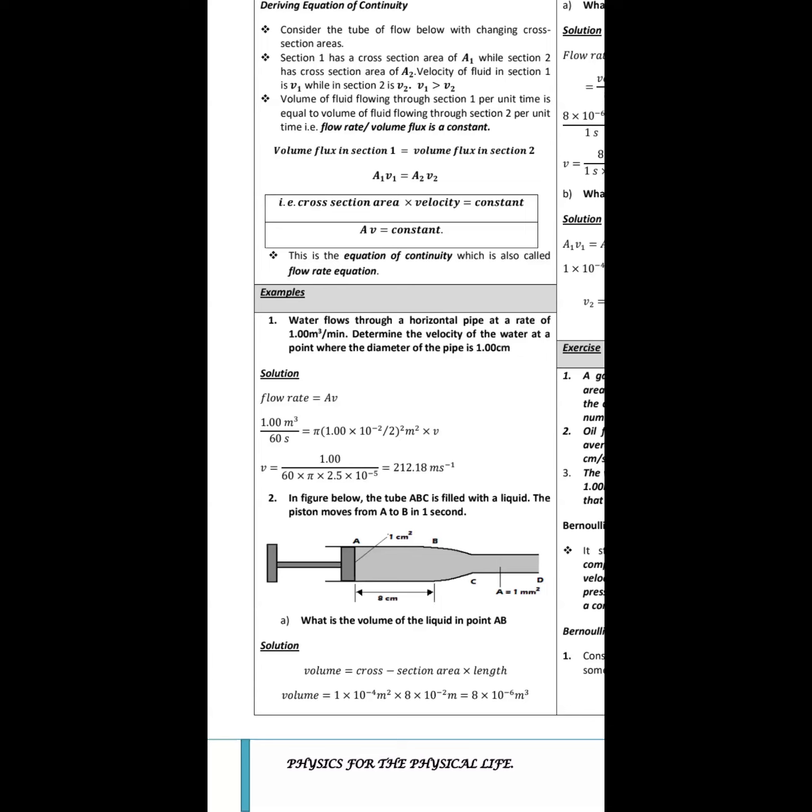We have the formula of flow rate. You can write somewhere: flow rate is equal to volume over time, which is equal to AV. We use all the formulas here. Albert? Yes, up there. Here.